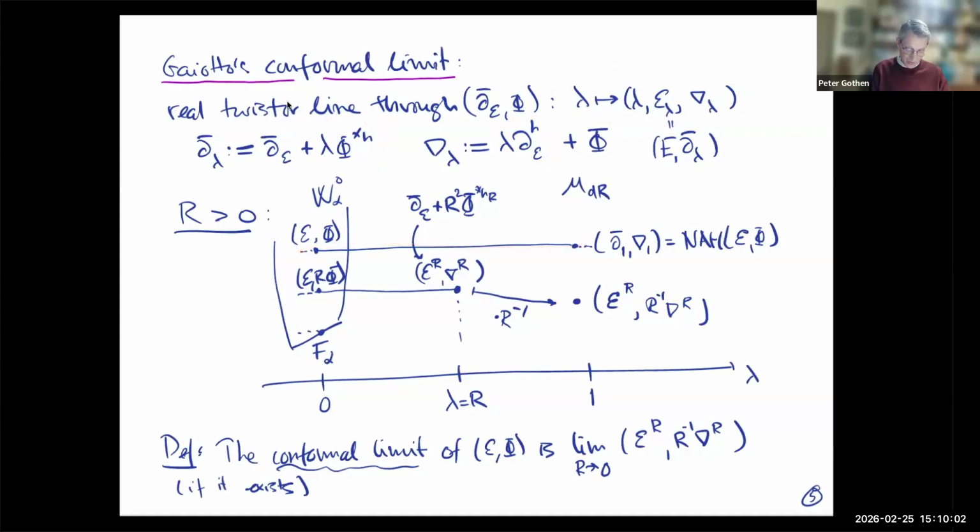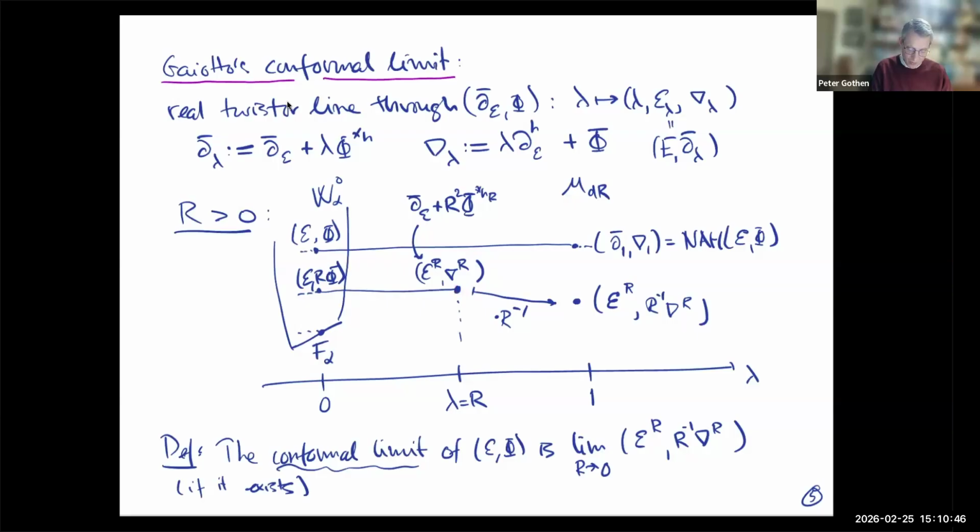And what is the idea of the conformal limit? Well, the idea is that for every positive R, you can move along your twistor line, and you do something which looks a bit strange in the first place. You start with your Higgs bundle, then you multiply the Higgs field by R, so you see just the action by R in the Higgs moduli space. Once you've done that, you move along the twistor line. So what are you doing? You're using the harmonic metric, which comes from R phi. Then you move out to the point lambda equal to R. So this is moving along the twistor line.